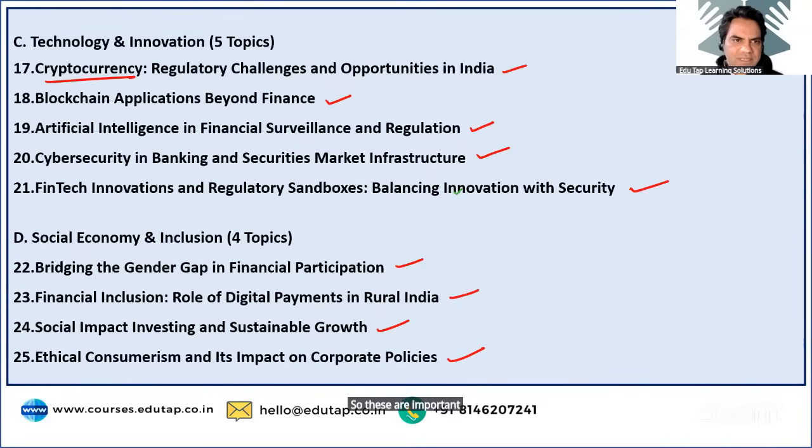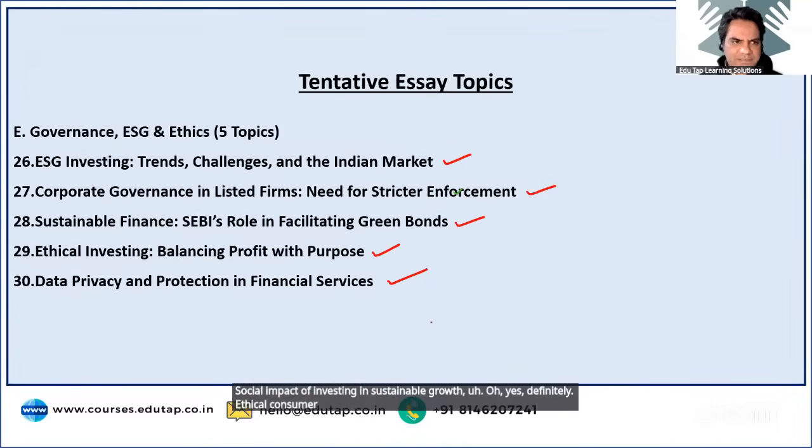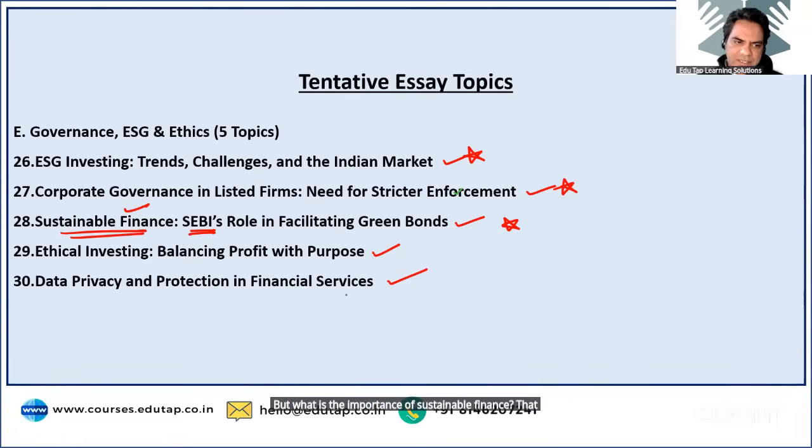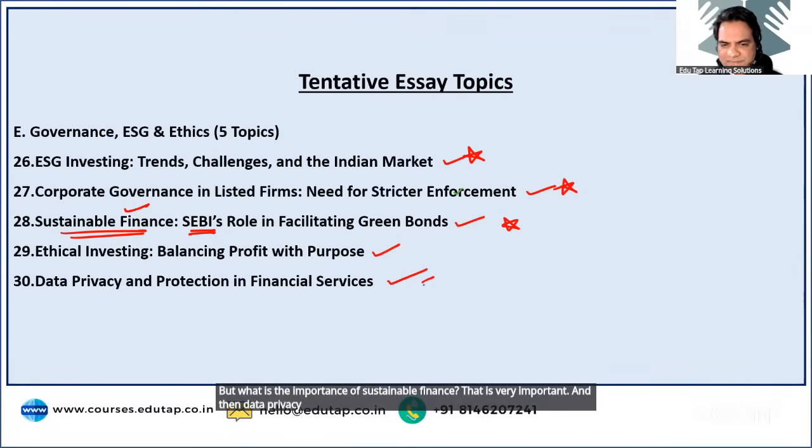So how to reduce the potential losses from NPAs, ये चीजें पूछी जा सकती हैं आपसे। So these are important. देन टेक्नोलॉजी में क्रिप्टो करेंसी तो नहीं, बट आर्टिफिशियल इंटेलिजेंस पूछा जा सकता है, साइबर सिक्योरिटी पूछा जा सकता है, फिनटेक इनोवेशंस पूछा जा सकता है। Then social में जेंडर गैप, yes, financial inclusion definitely, social impact of investing in sustainable growth, yes definitely, ethical consumerism, this may be not, ESG is super important, corporate governance super important topic, sustainable finance again super, not SEBI's role, but what is the importance of sustainable finance, that is very important. And then data privacy and protection in financial services again.